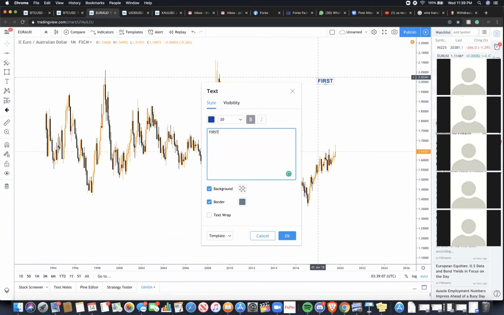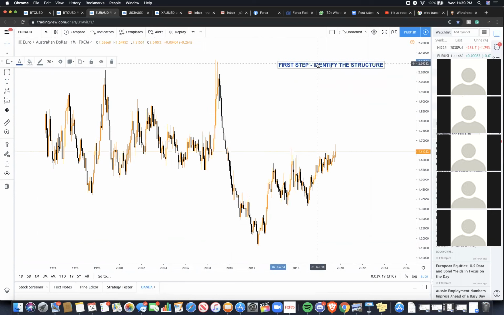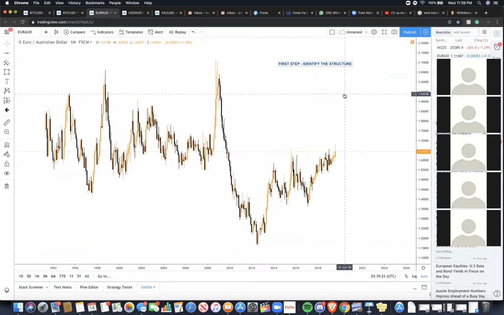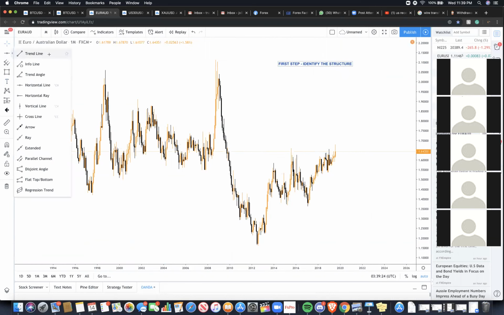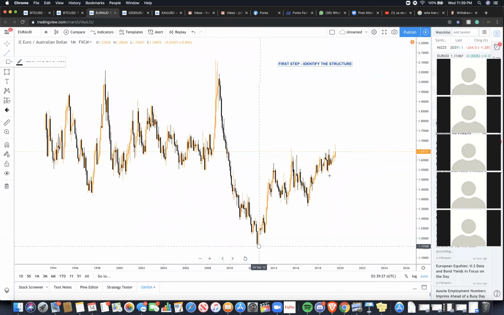First step is to identify the structure. So first things first, we're going to identify the structure. So what is the structure? Market structure, right? If the market was trending upwards, or is trending upwards, let's say here we have, this seems like an uptrend, right? But the market broke up beyond it. So here's the current structure.